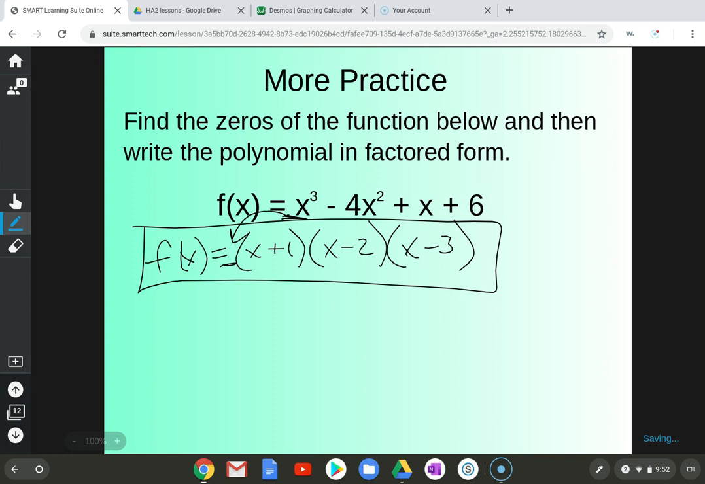And it says find the zeros, so I'm just going to write the zeros. So the zeros would be x equals -1, 2, and 3. All right.